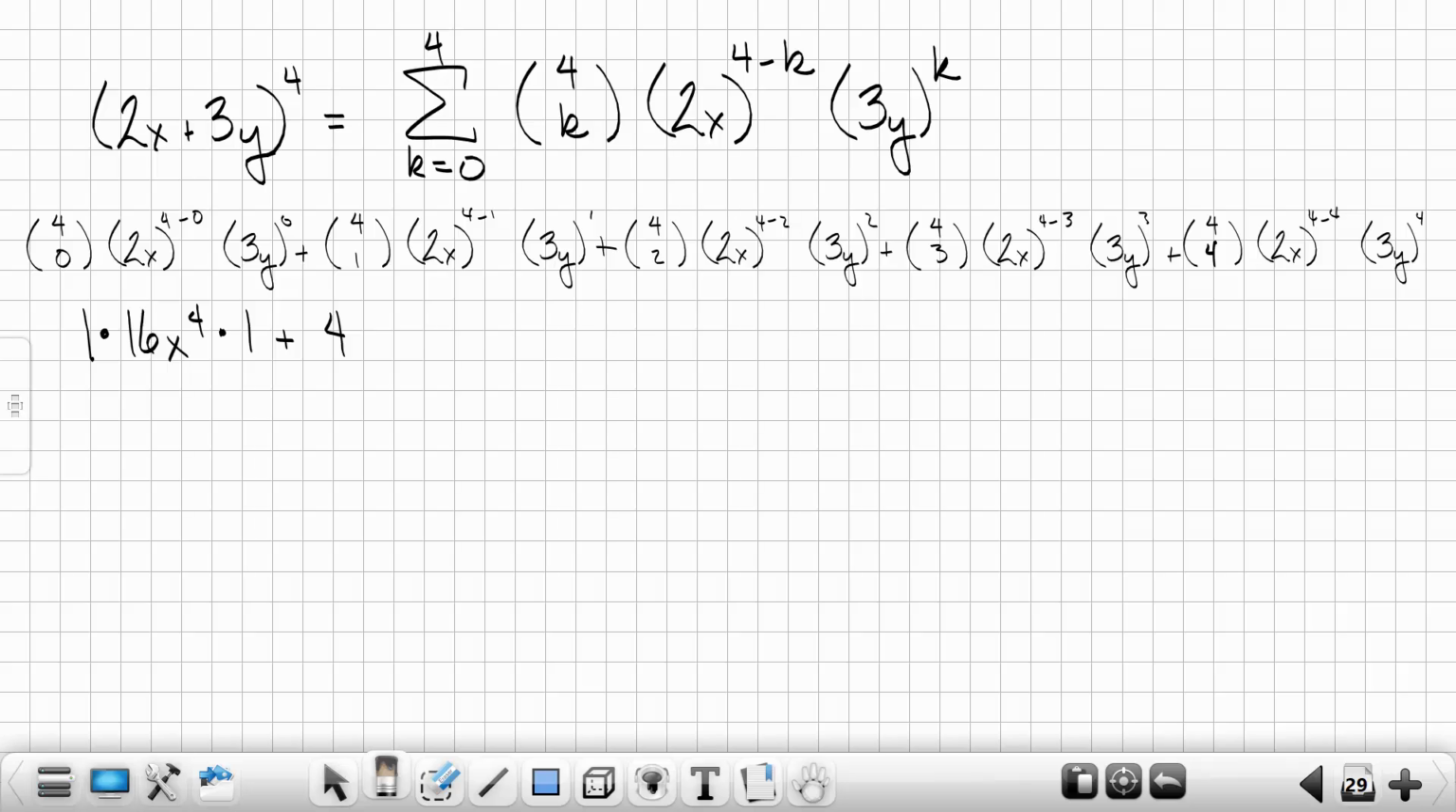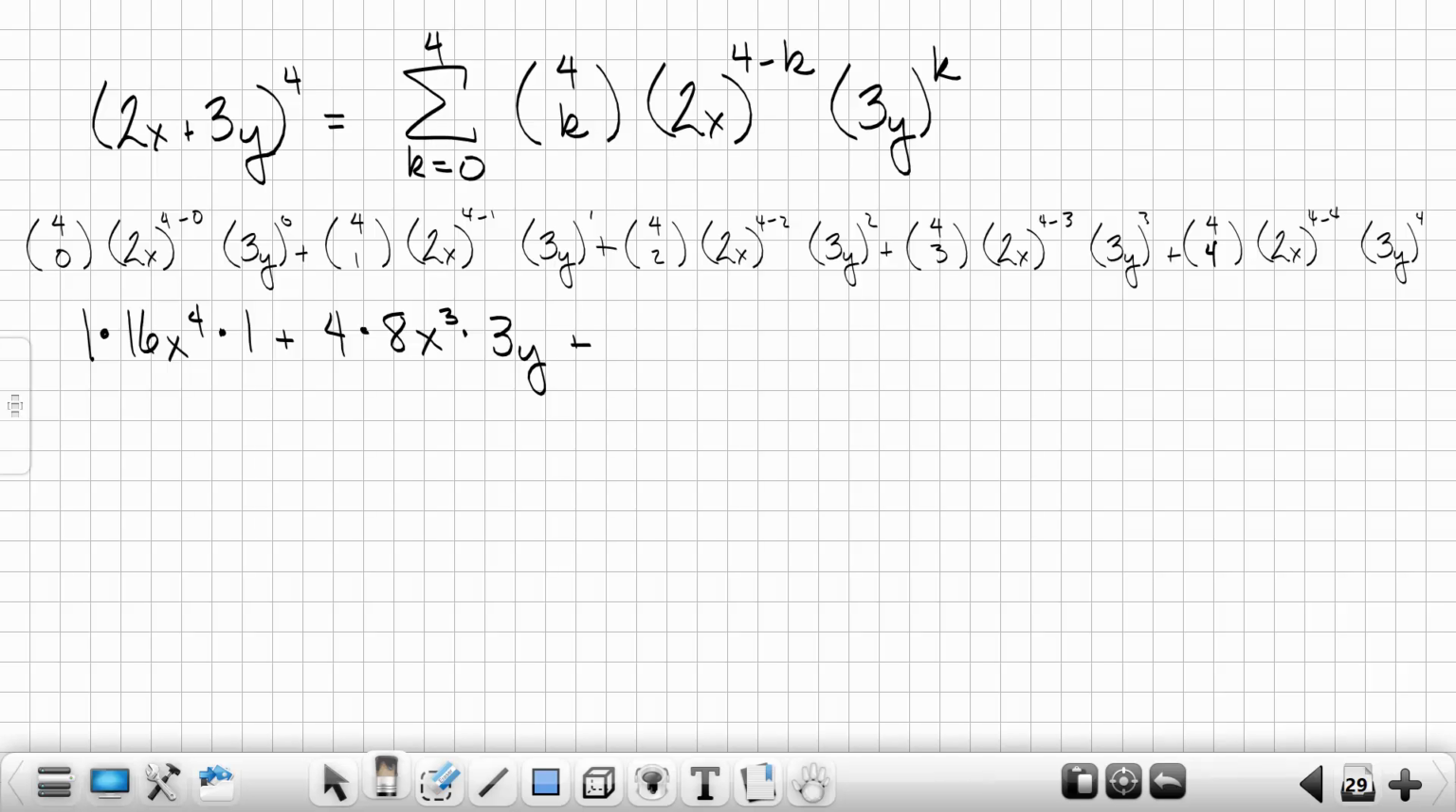Now we have 2x in parentheses raised to the 3rd power. 2 cubed is 8. X to the 3rd is just x to the 3rd. 3y to the 1st is 3y. Have I lost anybody? I'm just calculating out those terms now. So that one's done, that one's done.